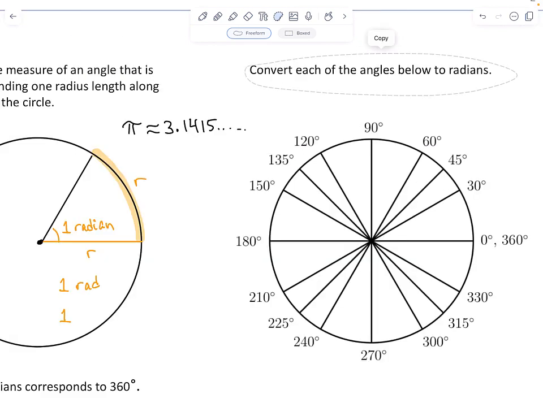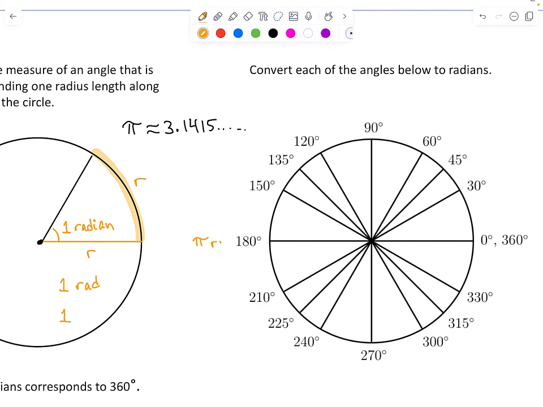Convert each of the angles below to radians. It turns out that 1 radian is a little bit less than 60 degrees. To the naked eye, it might be tempting to say that 60 degrees and 1 radian are the same, but they are not. I know that pi radians will wrap around half the circle. So if I put pi next to this 180 degrees, that's telling us that pi radians as an angle measure is equal to 180 degrees.